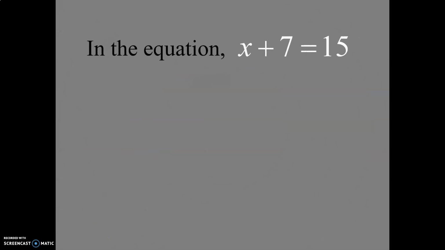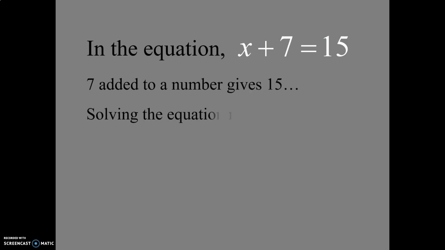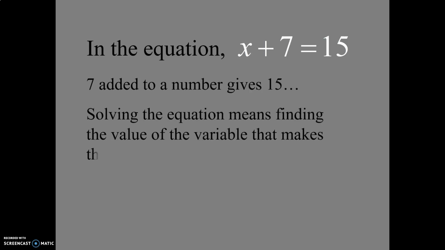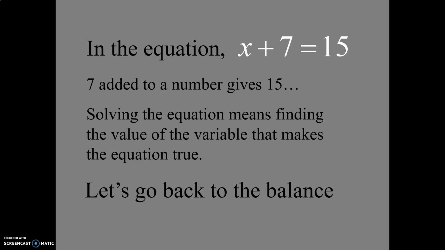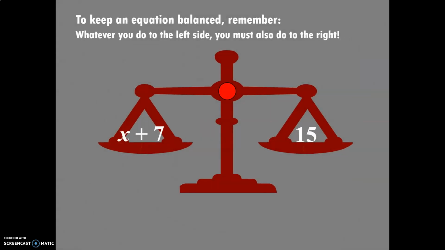Okay. So let's try another example here. X plus 7 equals 15. 7 added to a number gives 15. So again, solving the equation means find every value of the variable that makes the equation true. And again, this is probably one you can think about, maybe even do in your head. This one's not too difficult. Okay. Let's go back to the balance for this one. Let's imagine x plus 7 on the left side and 15 on the right side of the balance, and we know since they're equal, they balance each other out.